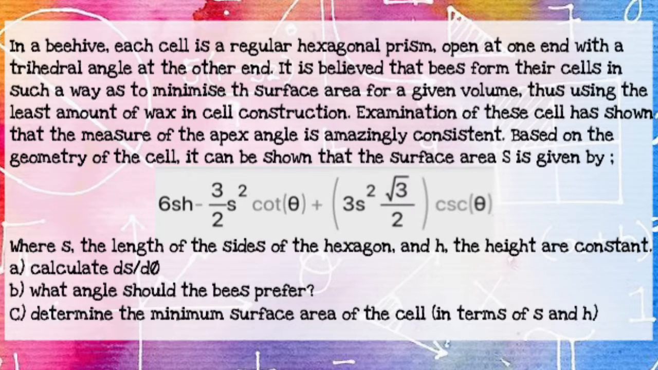Based on the geometry of the cell, it can be shown that the surface area S is given by 6sh minus 3 over 2 s squared cotangent theta plus 3s squared square root 3 over 2 cosecant theta, where s is the length of the sides of the hexagon and h is the height, a constant. A. Calculate dS over d theta. B. What angle should the bees prefer? C. Determine the minimum surface area of the cell in terms of s and h.